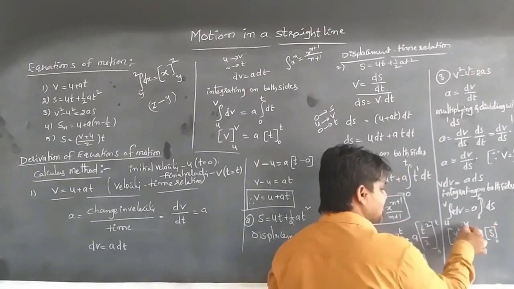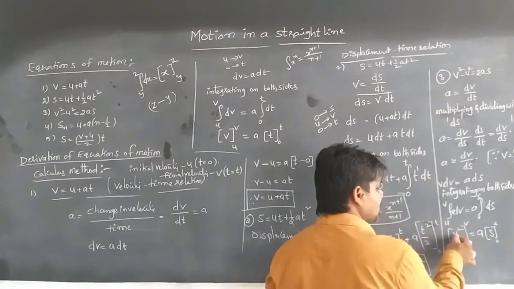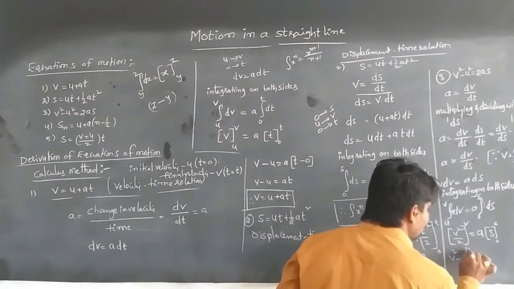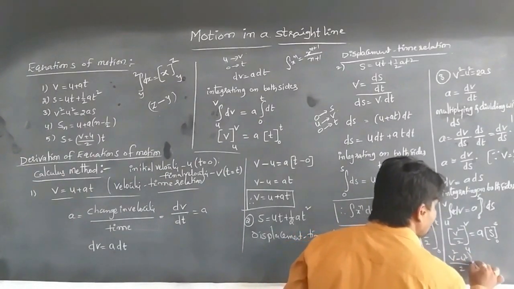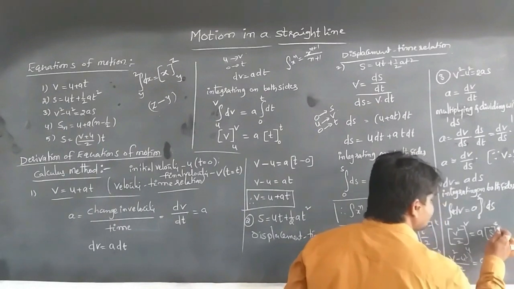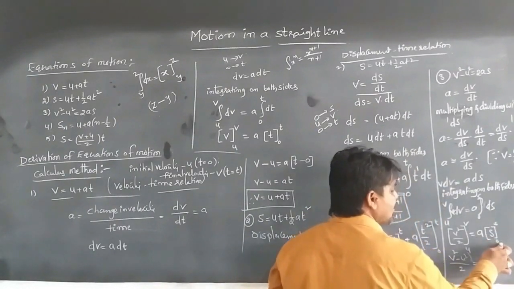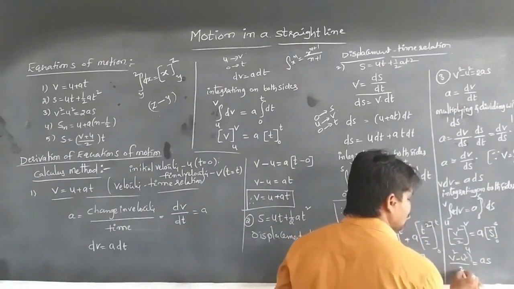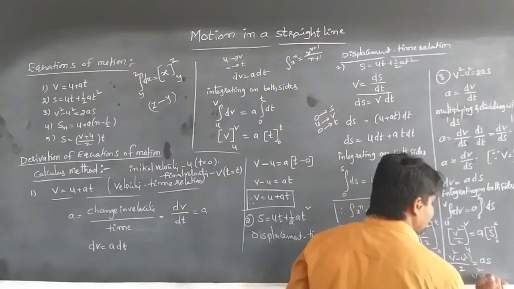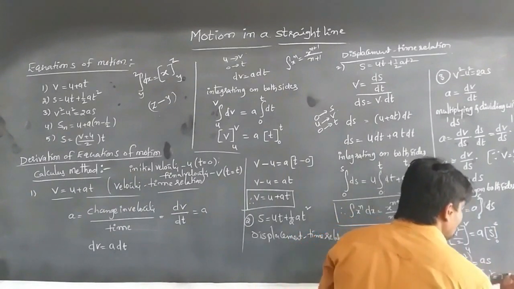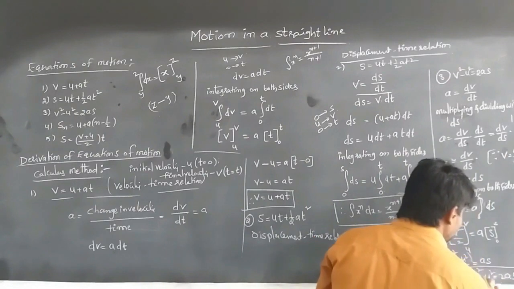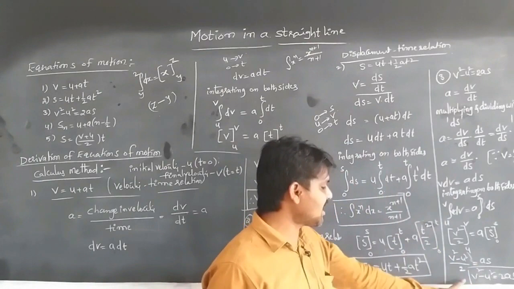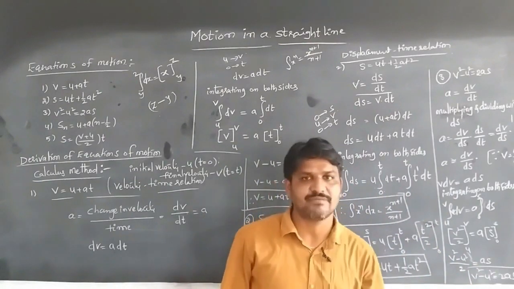By applying limits, first we apply v, means v square minus u square by 2, is equal to a into s, where the upper limit we applied is s and the lower limit is 0, so s minus 0 will be s. So by this equation, when the 2 is taken to this side, v square minus u square is equal to 2as. This is the relation for the kinematical equations of motion using the calculus method, the third equation of motion.